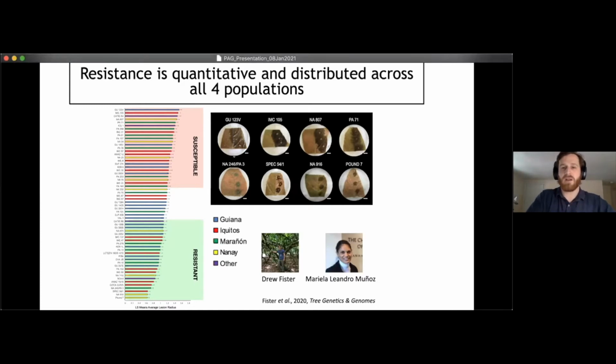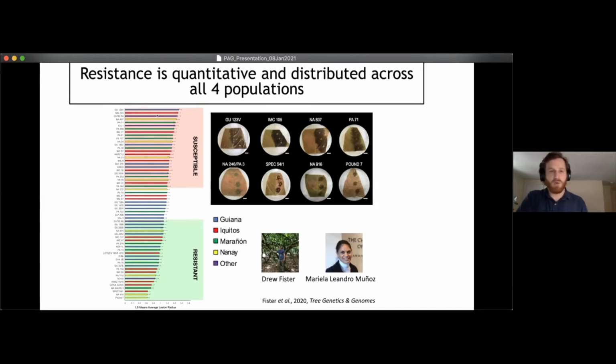The top line here that I'm highlighting is showing you what a susceptible genotype would look like, where we see lesions that have greatly expanded over the course of 48 hours, sometimes even merging. And on the bottom, I'm showing you what resistant genotypes would look like, where there is a visible necrosis, but not nearly as bad as the susceptible genotypes.